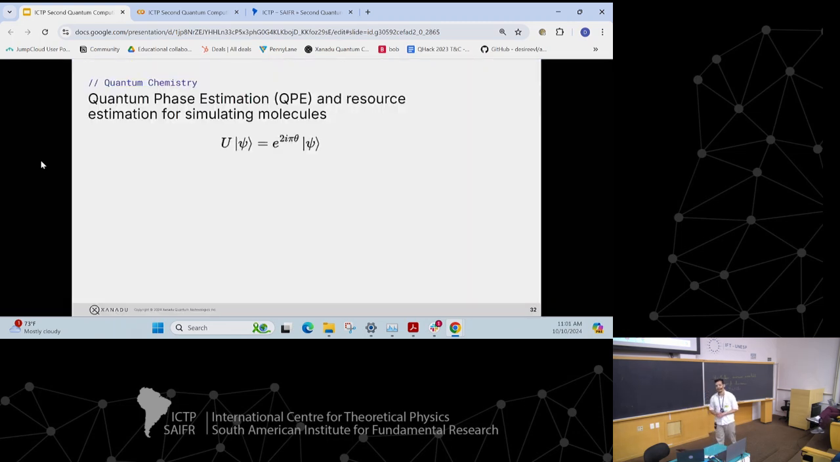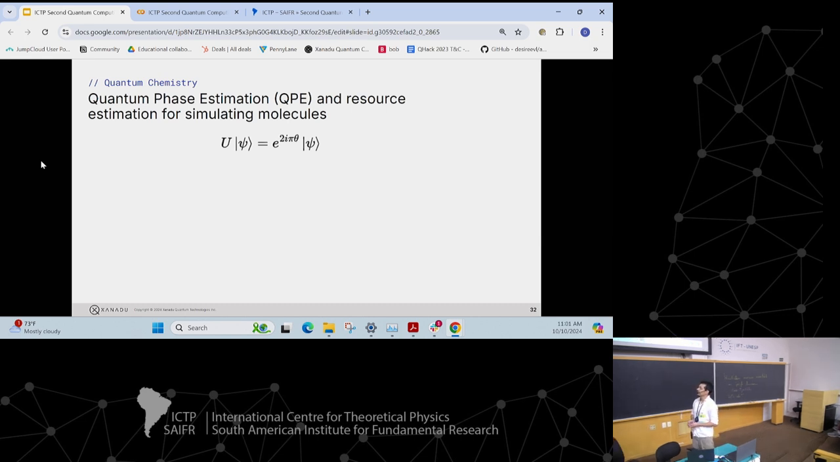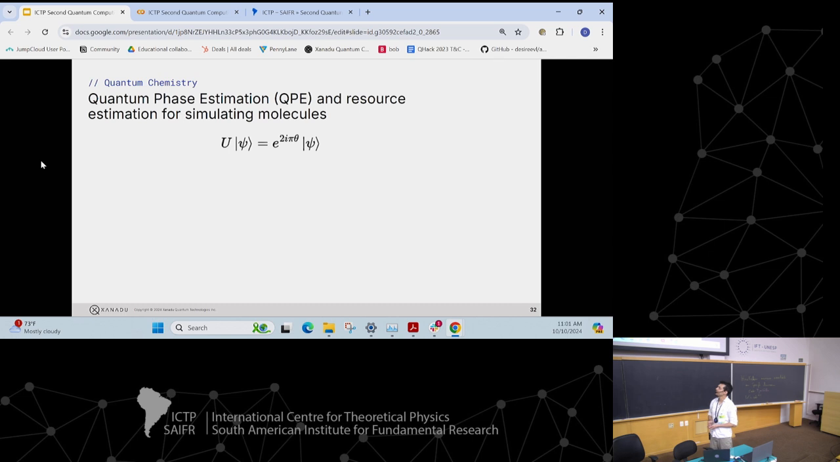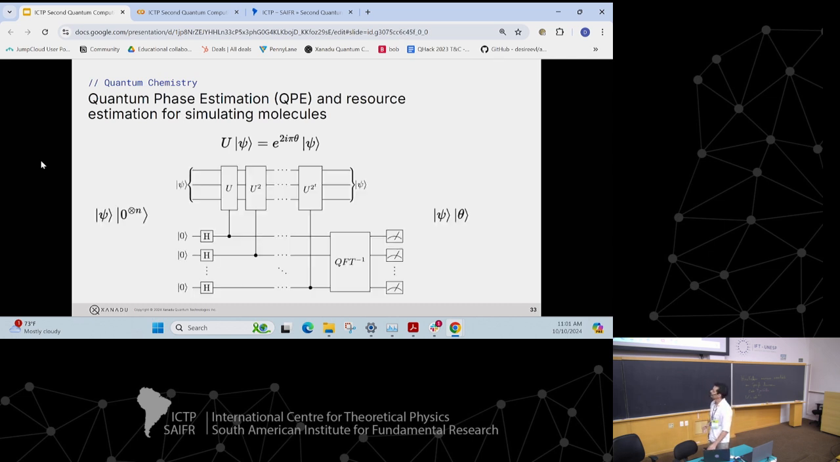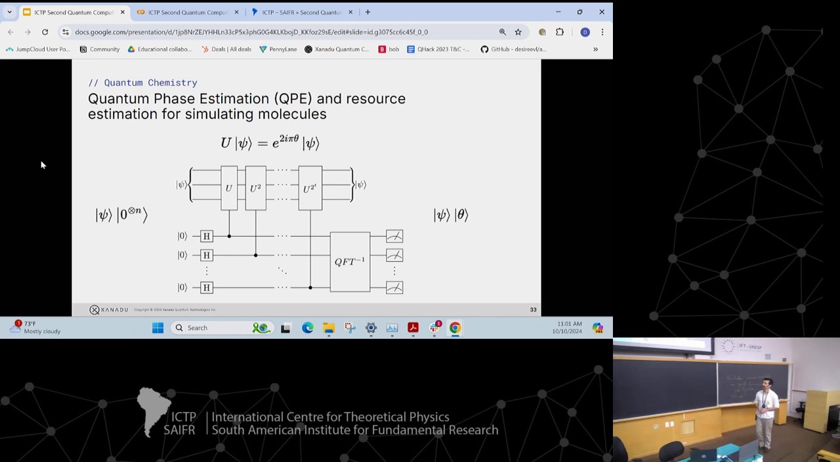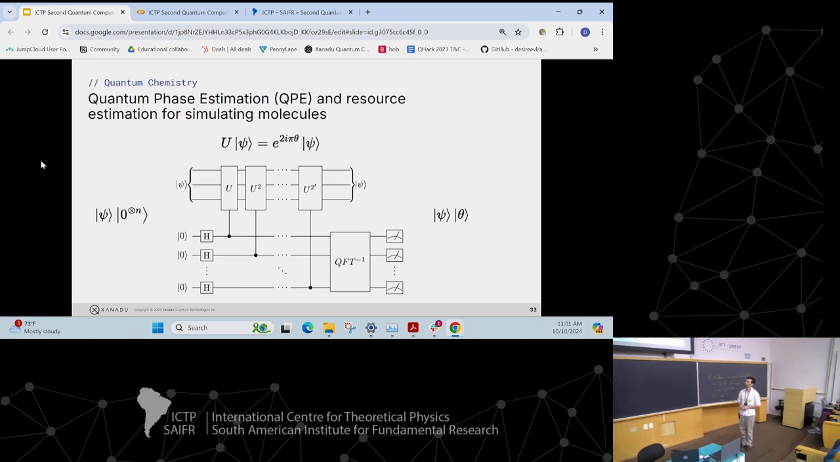So I'm guessing most of you have heard of quantum phase estimation. All quantum phase estimation is, in principle, is an algorithm that lets you estimate eigenvalues of a unitary. So if you have knowledge of an eigenstate of a unitary, you can estimate its eigenvalues with quantum phase estimation. The circuit looks something like this. I won't go through it in detail at all. There are several sources for this.